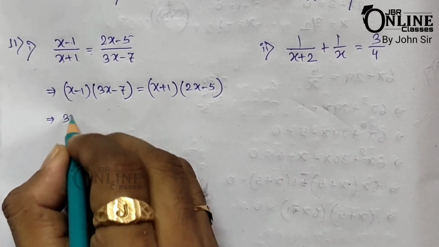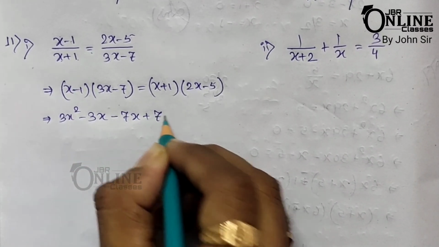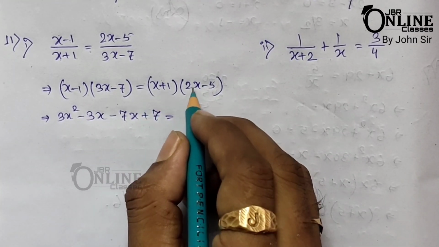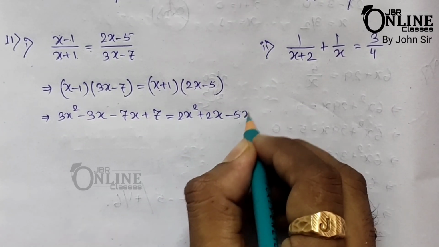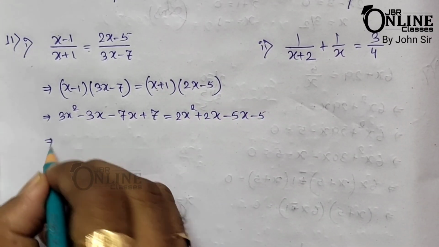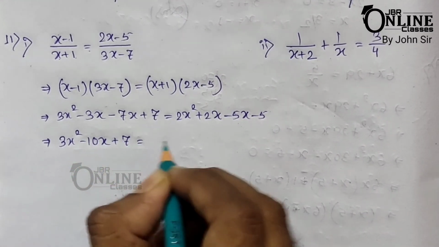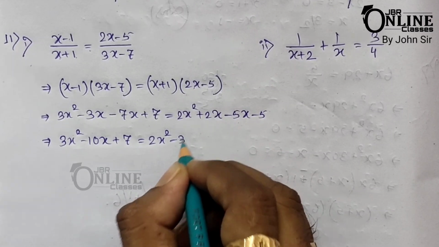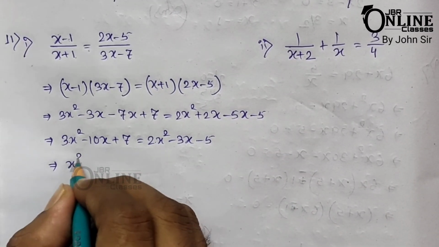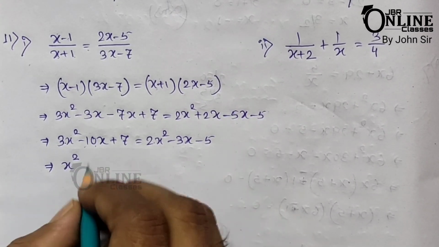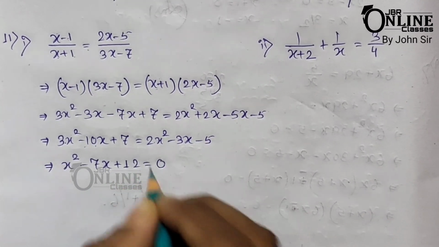So 3x into x becomes 3x squared, then minus 3x, then minus 7x, and last one plus 7. Same thing will happen here, 2x into x, so 2x squared plus 2x, then minus 5x, then minus 5. Okay, so 3x squared minus 10x plus 7, and here 2x squared minus 3x minus 5. So 3x squared minus 2x squared becomes only x squared, then minus 10x plus 3x becomes minus 7x, 7 plus 5 becomes 12.